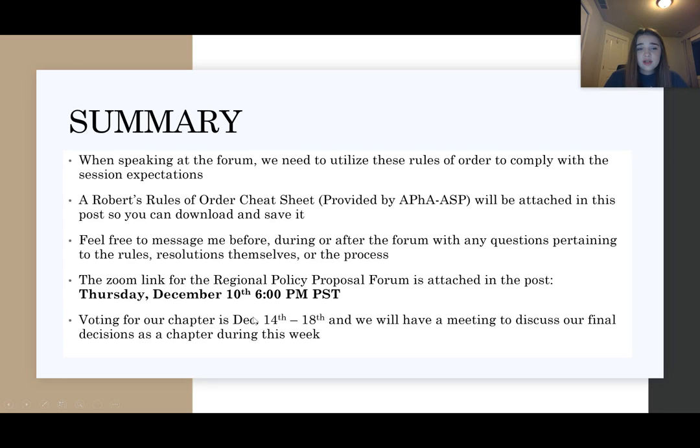Voting for our chapter is December 14th through 18th, and we will have a meeting afterwards, after the forum, in the following week to discuss our decisions as a chapter for voting on each of the resolutions. And I will submit them to represent our chapter, whatever we decide.